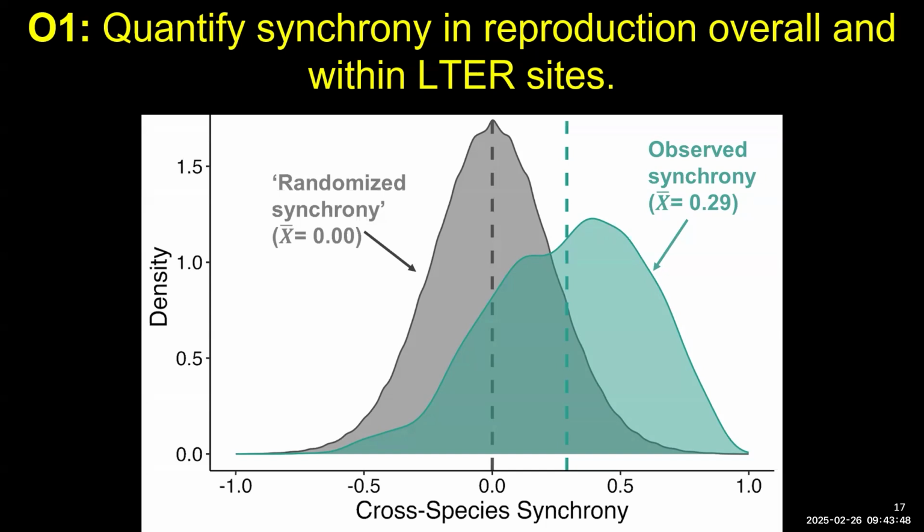And what we found is that the observed synchrony between pairs of co-occurring species was significantly shifted to be synchronous, but also that there's a huge amount of spread. So we have some co-occurring species that are very, very synchronous, right? Close to 1, and some species that are not synchronous really at all, or anti-synchronous.